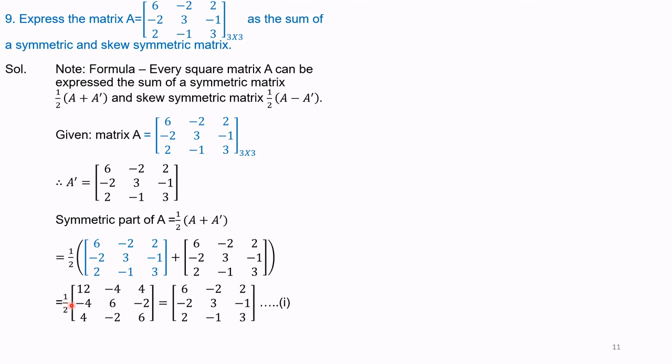The factor half is outside, so we have to multiply with half. It becomes 12 by 2 is 6. Minus 4 by 2 is minus 2. 4 by 2 is 2. Minus 4 by 2 is minus 2. 6 by 2 is 3. And minus 1. 4 by 2 is 2. Minus 2 by 2 is minus 1. And 6 by 2 is 3. This is the symmetric part, and let it be equation 1.